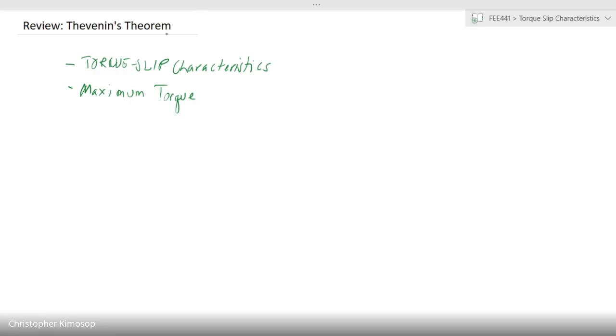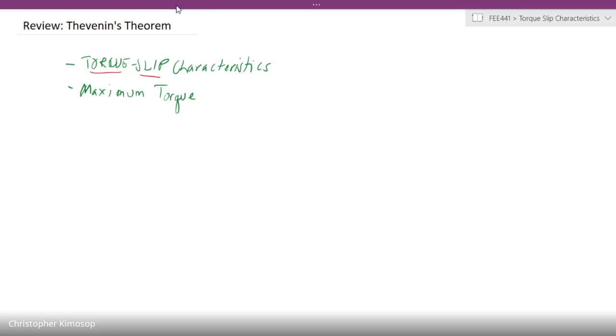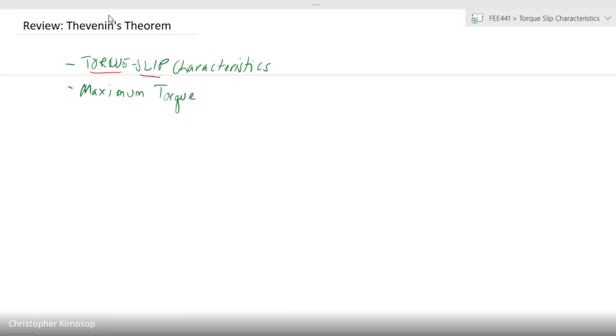Torque slip characteristics. A characteristic, of course, is the graph of the performance, whereby we will map torque against slip. Practically speaking, it will be torque against speed, but we'll get there. Before we start that, we will do a brief review of Thevenin's theorem, because we make use of it in today's lecture.